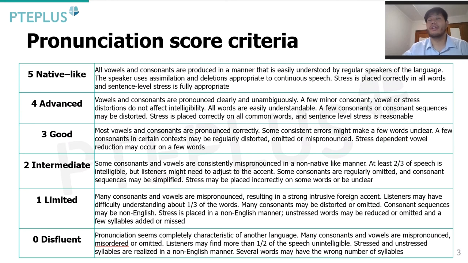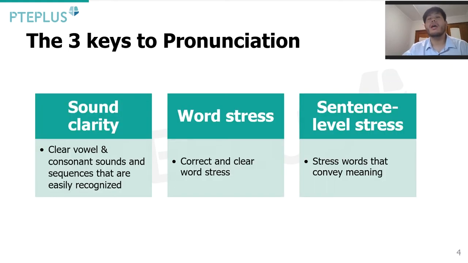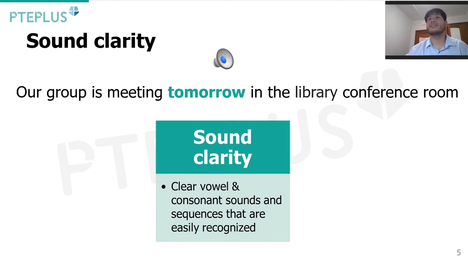So let's dive in. Pronunciation is divided into 5 different marks. We've got 5 for native-like, 4 for advanced, 3 for good, 2 for intermediate, 1 for limited, and 0 for disfluent. Just like read aloud, we've got 3 keys to pronunciation. 1, sound clarity, 2, word stress, and 3, sentence level stress. Let's take a look at sound clarity.